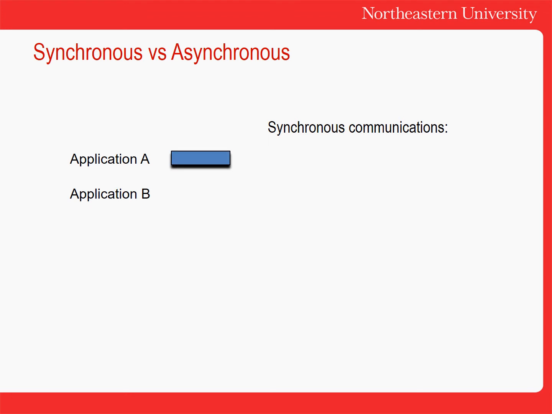In synchronous communications, application A makes a call to application B, which responds while application A is blocked. It then returns a value to application A, and application A continues. And application B is then free to service another call from application A or another application which wishes to use its services.